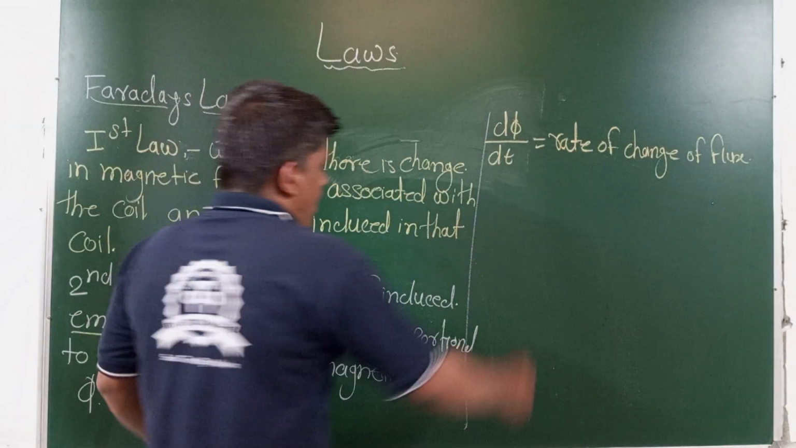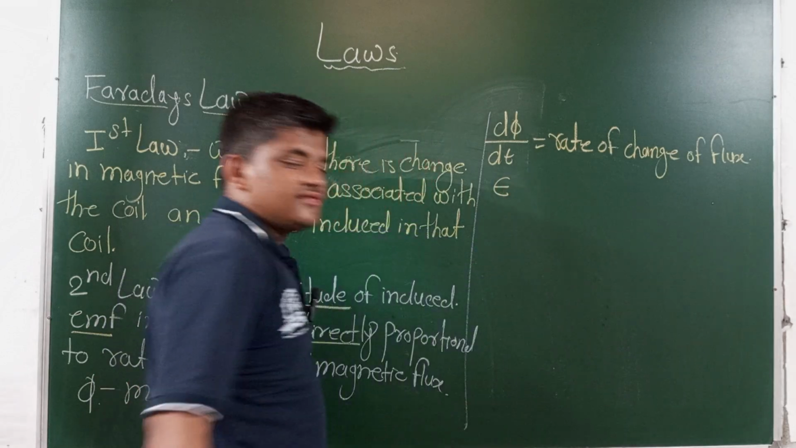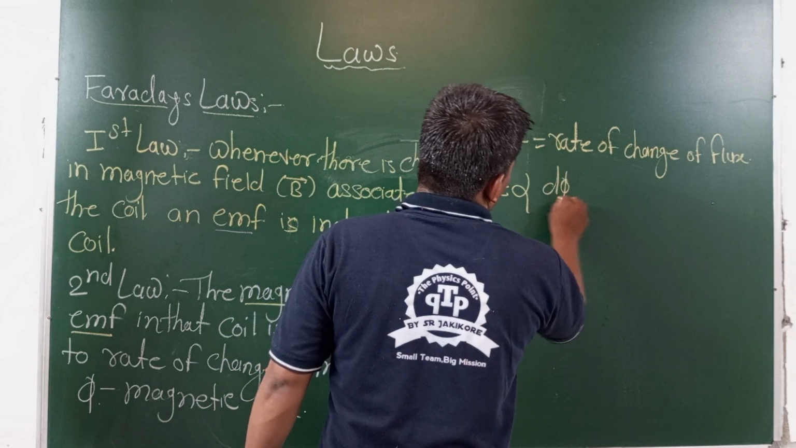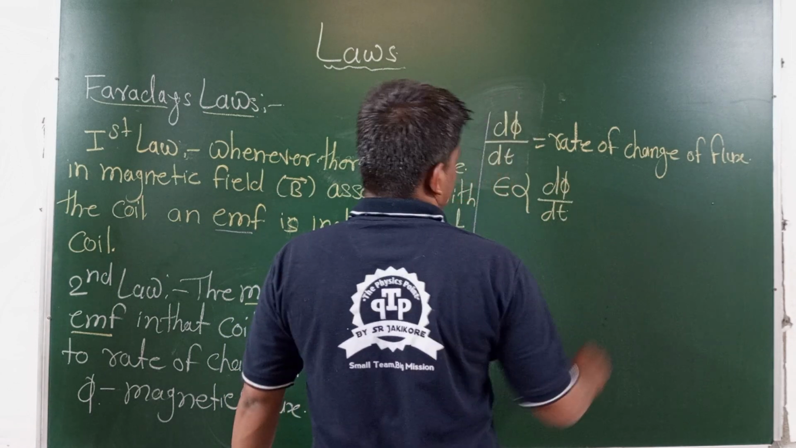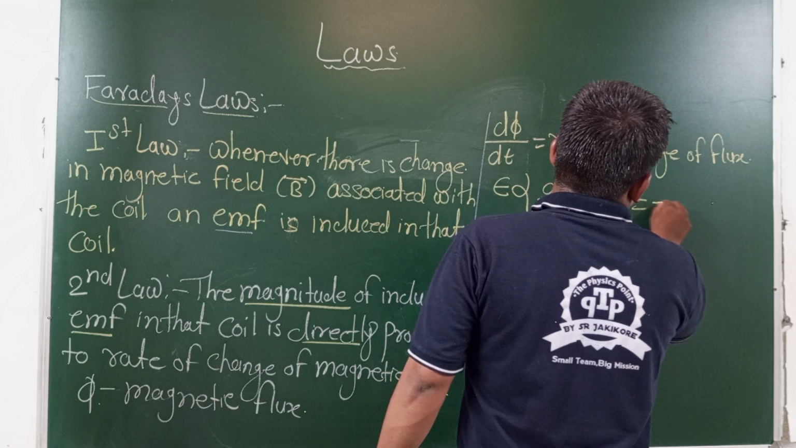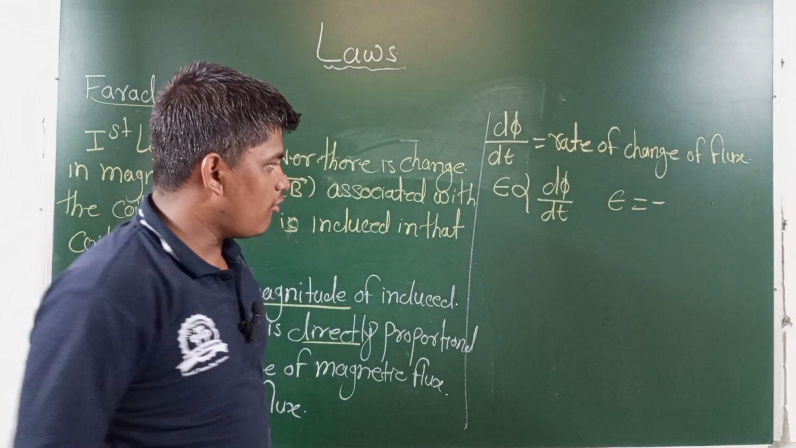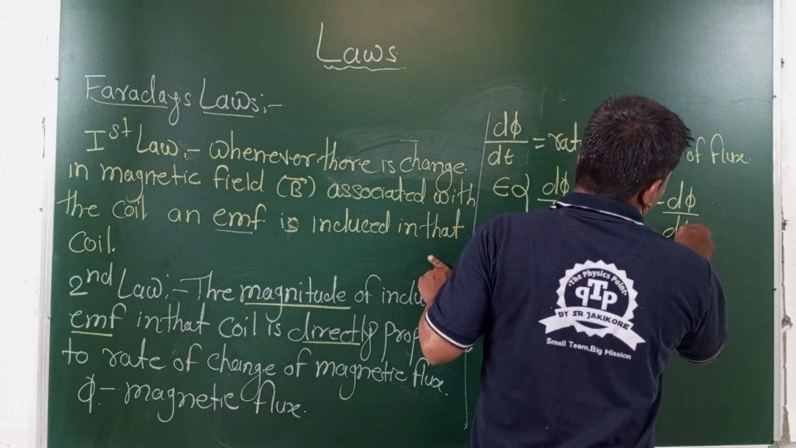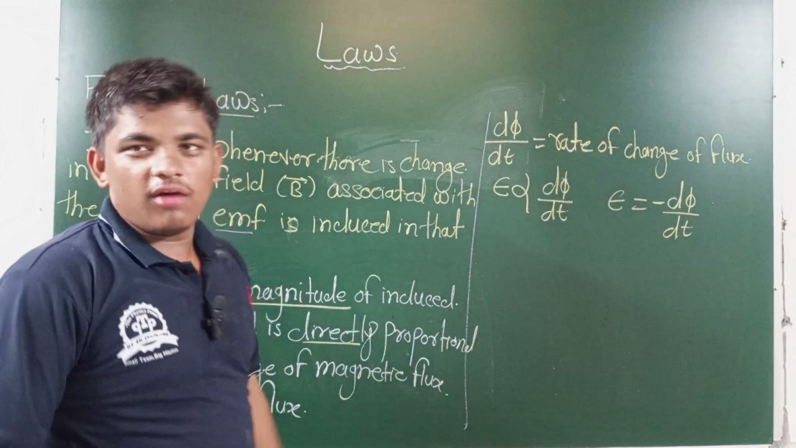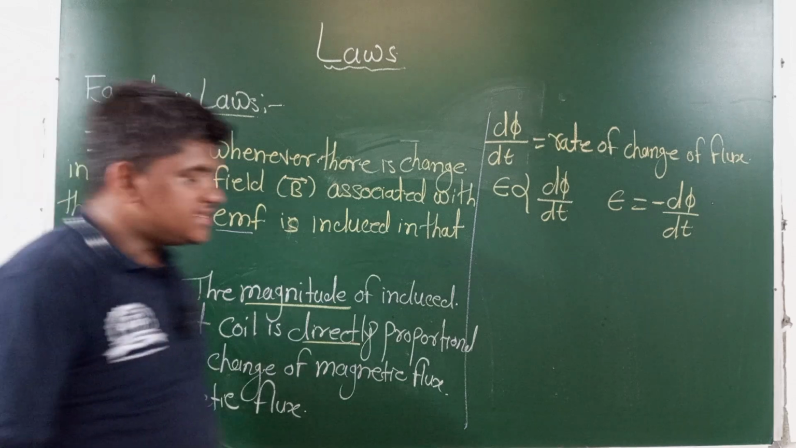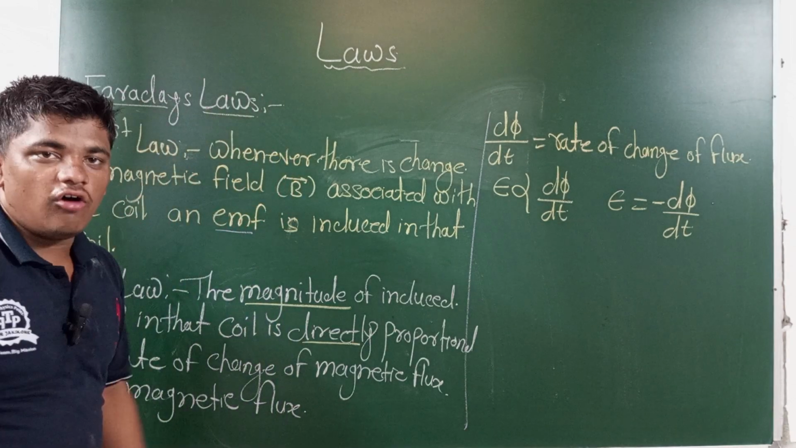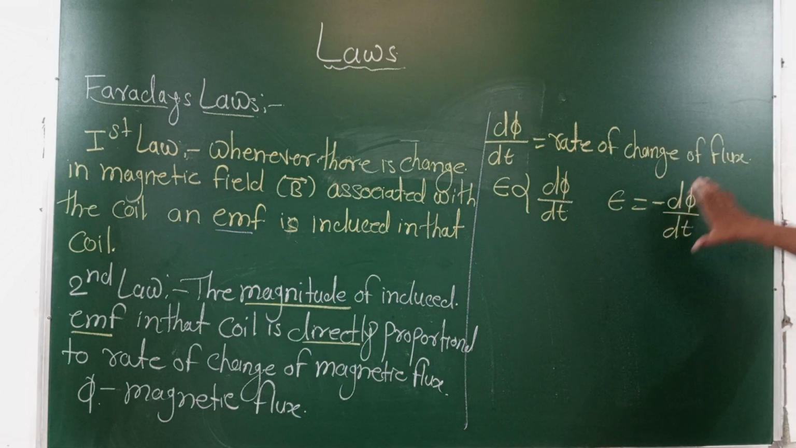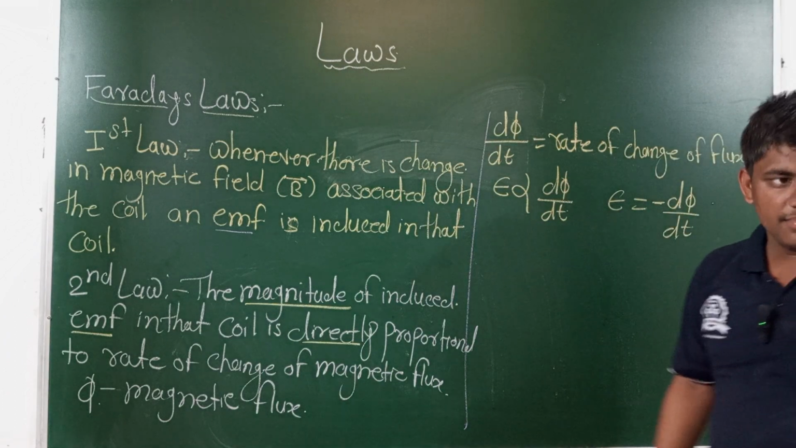Then the magnitude of induced EMF, that is epsilon, is directly proportional to the rate of change of magnetic flux. Then the proportionality constant is -1, so epsilon equals -dφ/dt. This is all about Faraday's second law, the combining of both laws. We get one equation, that is epsilon is equal to minus dφ/dt.